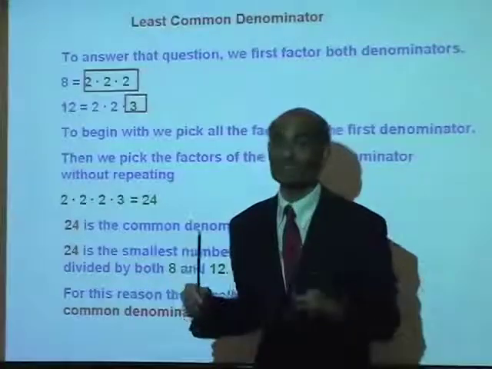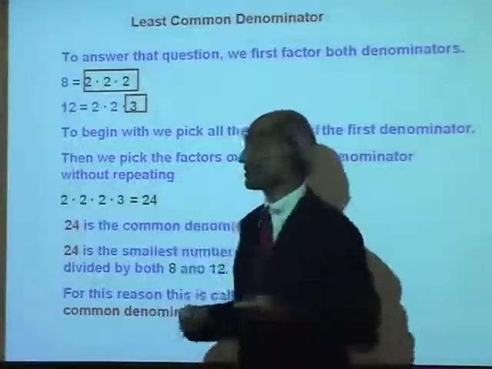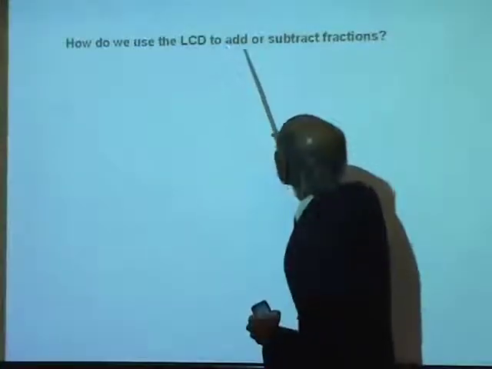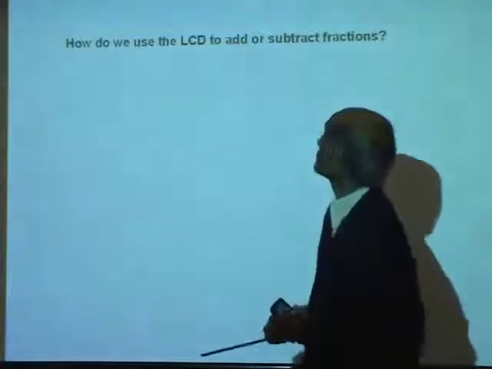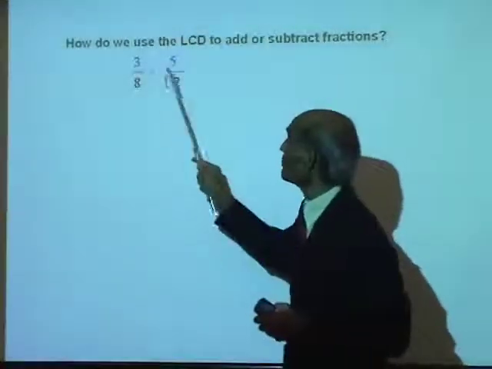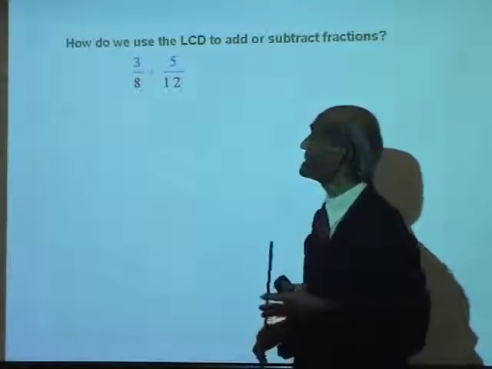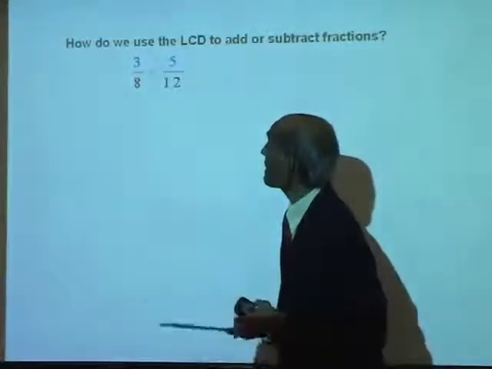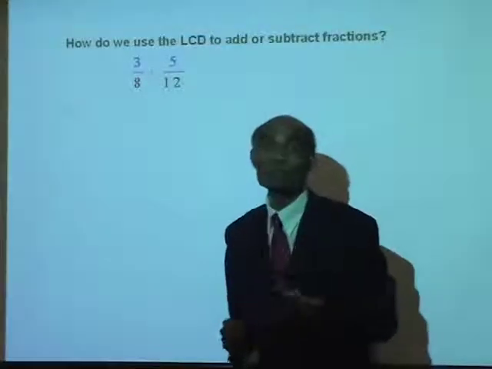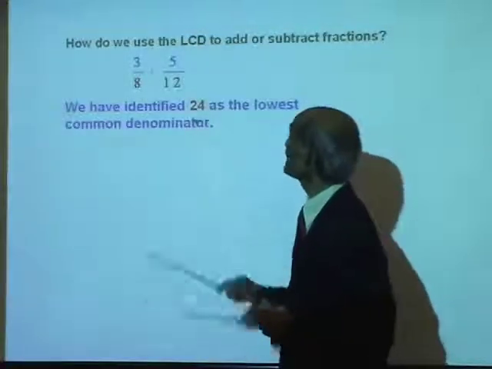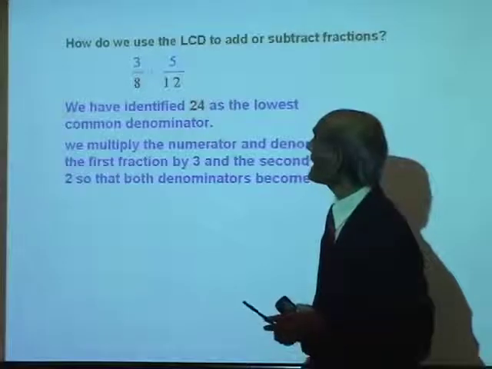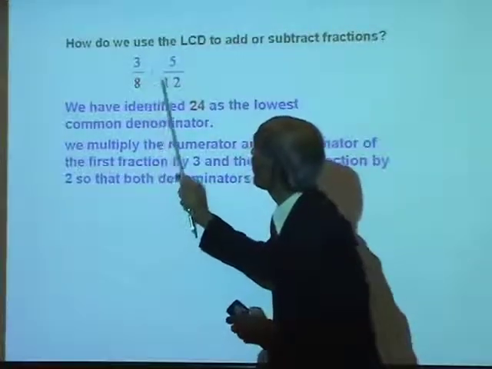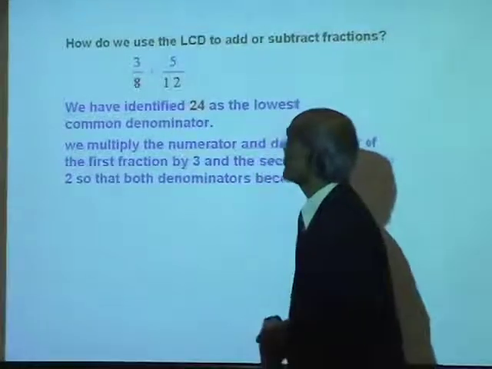Without repeating. But we will practice this more as we move on. Alright, how do we use the LCD to add or subtract fractions? Now, we started with 3 over 8 plus 5 over 12. We have identified our common denominator as 24. Is that right? Okay. Now you've got to ask, I want to make this denominator 24 and this denominator 24.